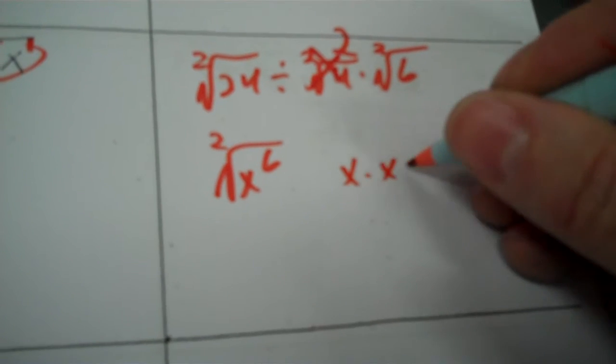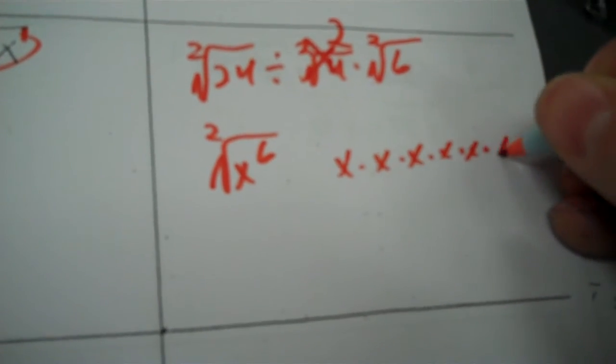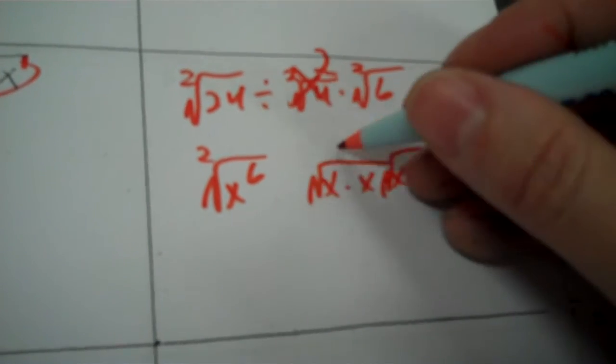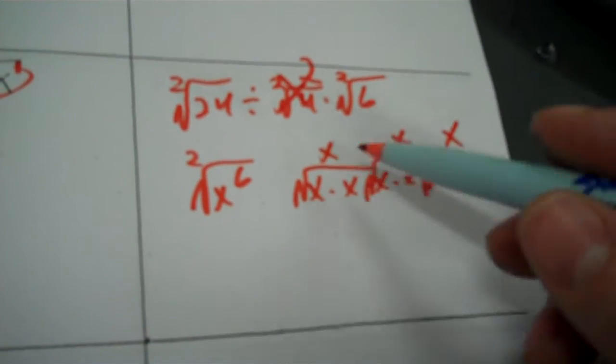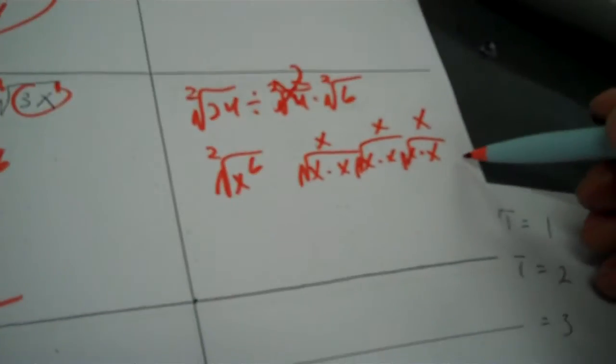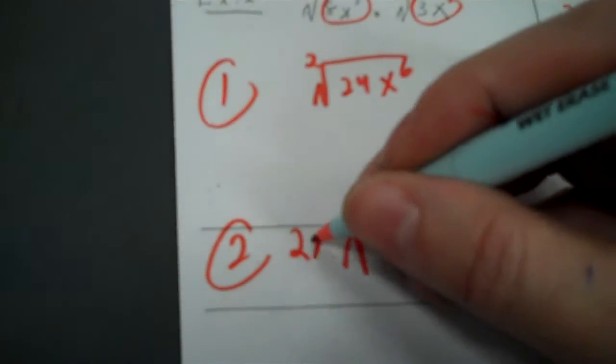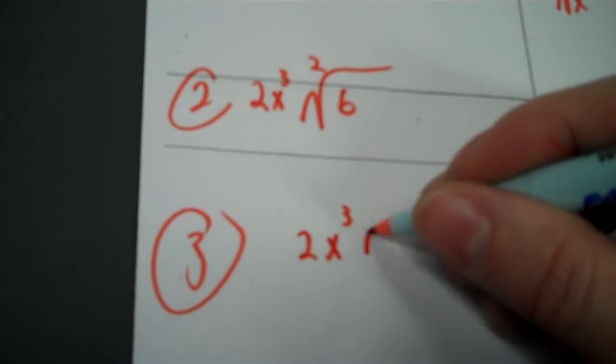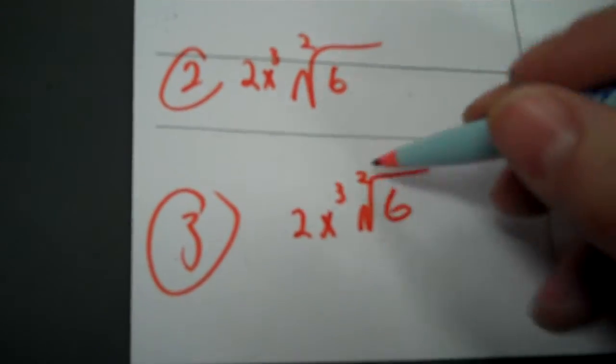Okay. Now with the variables, you have x times x times x times x times x times x. So I'm grouping them into 2's. X, x, x. So it's x to the 3rd, and we won't have any x's left. So it's x to the 3rd out here. And again, I don't need to do anything else because 2 is the only big number I have. So 2x to the 3rd with the radical 2 over 6.